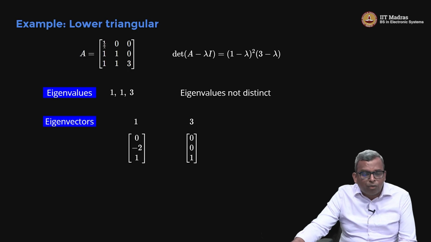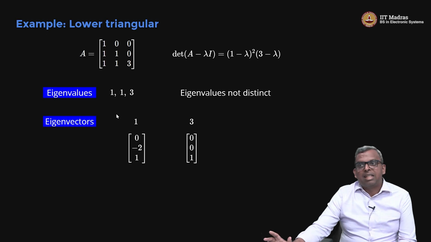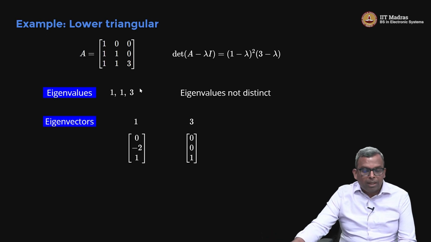Okay, so you can see that if you subtract 1 from the diagonal, you're going to get 0, 0, 2, and that's got rank 2, no? 1, 1, 1 is there. So this has got rank 2, which means nullity is 1. So the eigenvalue 1 has only 1 eigenvector, doesn't have the second linearly independent one. Okay, 3 of course is different from 1, so it will have 1 eigenvector, and that's okay.